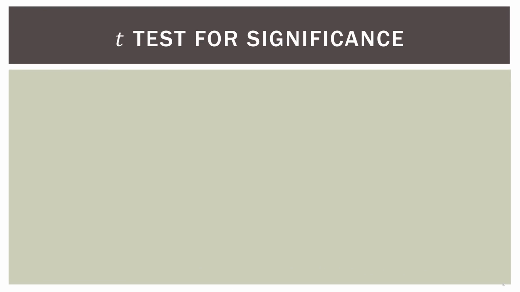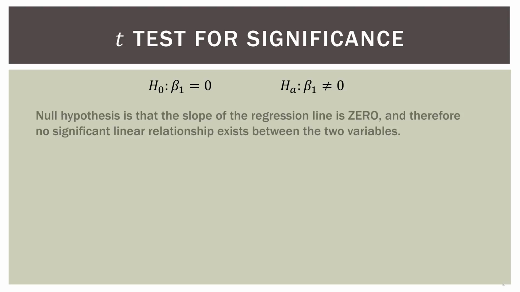So last thing about the t-test for significance. If you notice in the output, there's a t-test down there. Again, this is very straightforward. So here are our hypotheses for the slope of the regression line. The null hypothesis is that the slope of the regression line is 0, and therefore no significant linear relationship exists between these two variables.